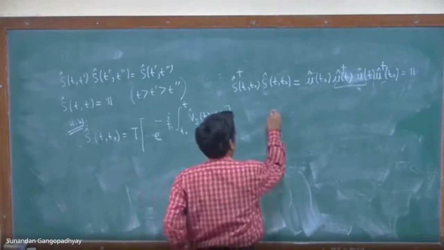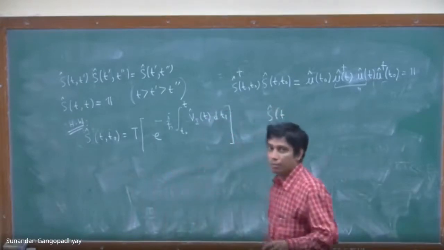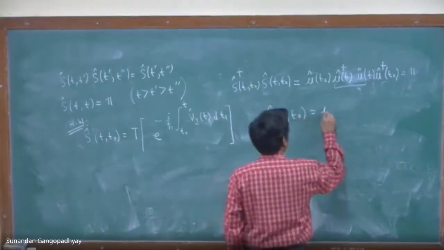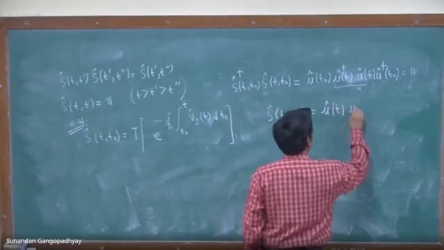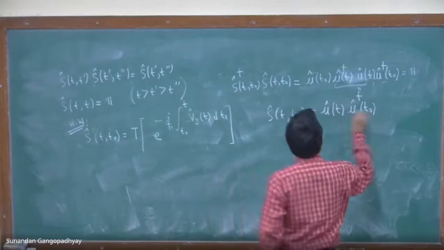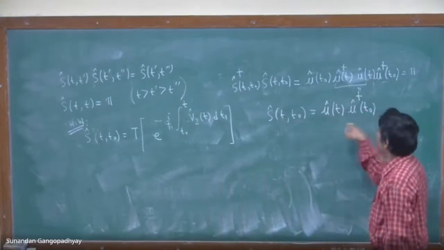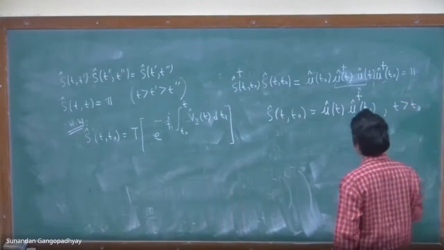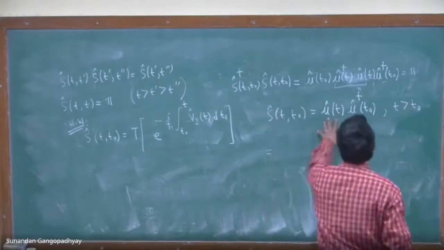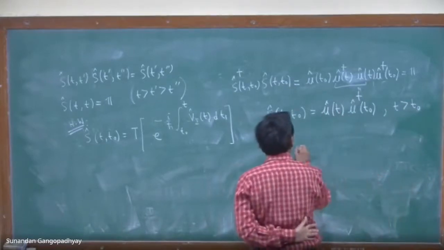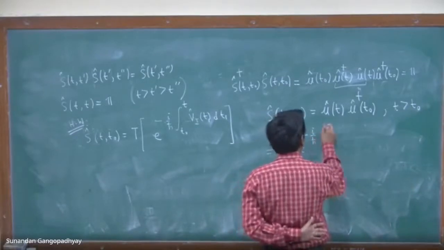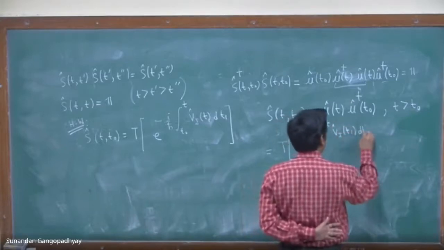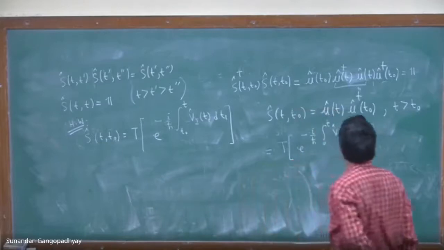So S hat, in fact, we would have done it later. You have asked the question a little bit earlier. So let us see what happens. We have seen that S hat t comma t naught is related to the U operators in this way, where t is greater than t naught. Now what is U hat t? U hat t is the time ordered product of e to the power of minus i by h bar integral 0 to t V hat I t1 dt1. This is what U hat t is.